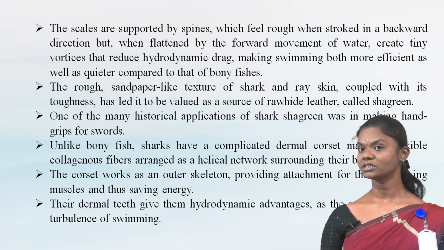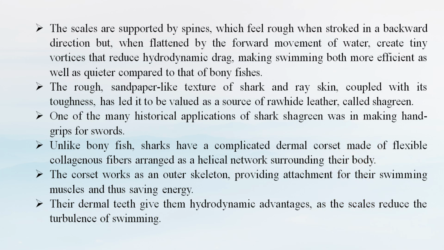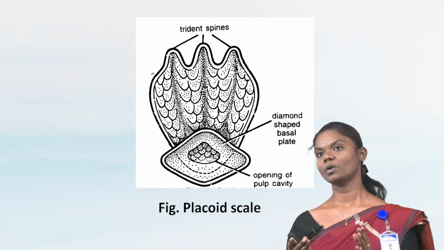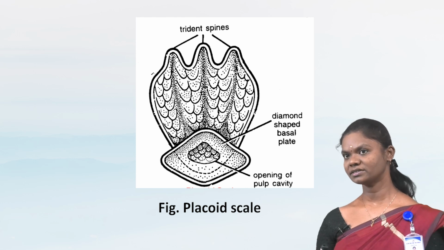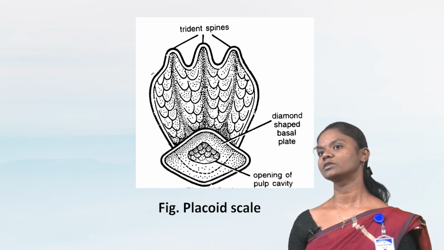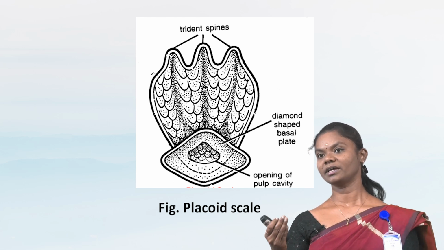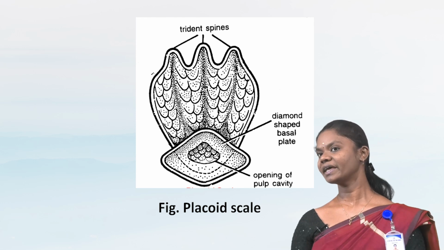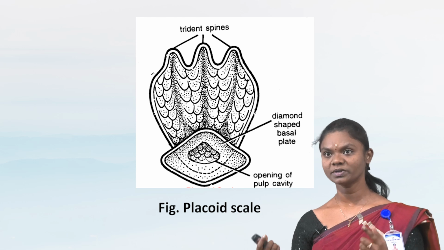So the dermal denticles give them hydrodynamic advantages. The scales reduce the turbulence of swimming. And this is about placoid scales. They are present as tiny spines, and they are attached around the opening of the buccal cavity. They have a central pulp present in a diamond-shaped basal plate, and they are attached to the spines.